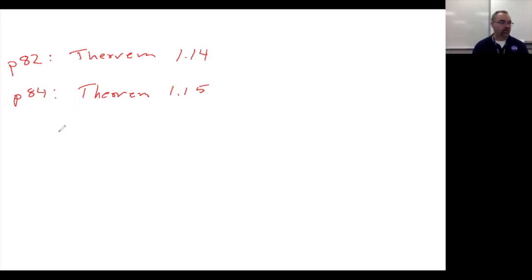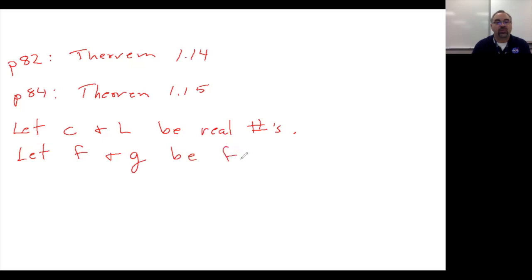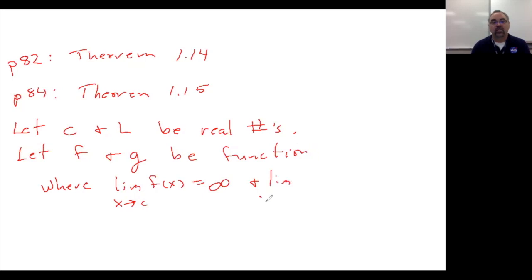Because this theorem deals with two functions, and depending on how we combine the functions, you actually can get one particularly interesting result that we're going to use quite a bit later. So we're going to say, let c and L be real numbers. Let f and g be functions where the limit as x approaches c of f of x is one of our infinite limits, and the limit as x approaches c of g of x is equal to L.